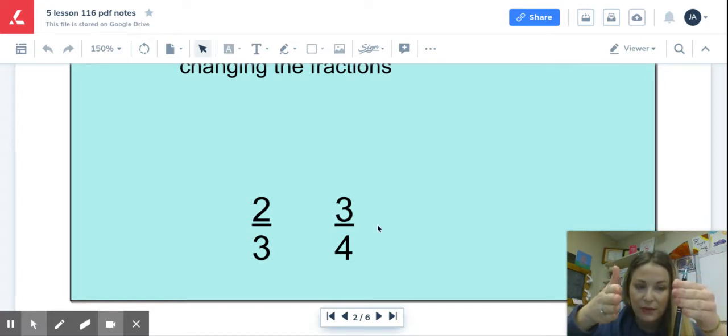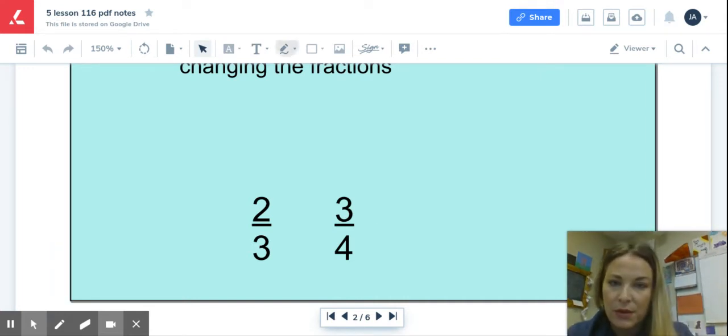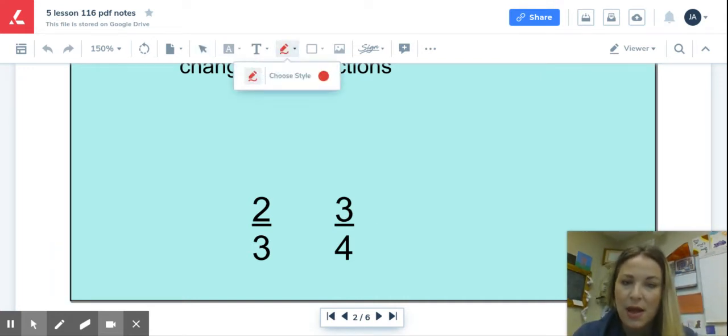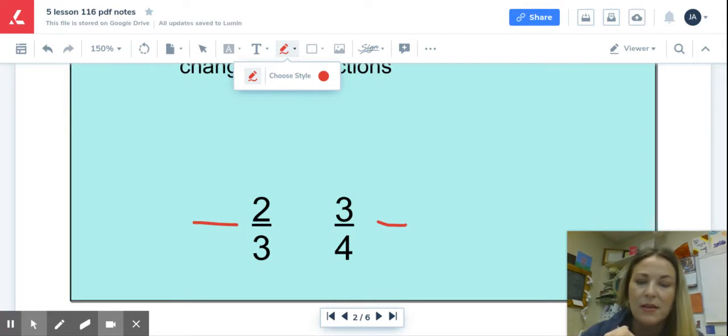I like to write the new fractions right next to them, kind of on the outside. Maybe that's just part of me being a visual learner. I like to see them right next to it. I'm going to get ready to set up some new fractions right next door. I'm looking at my denominators, and I have 3 and 4. I'm going to start by thinking about the multiples of 3.